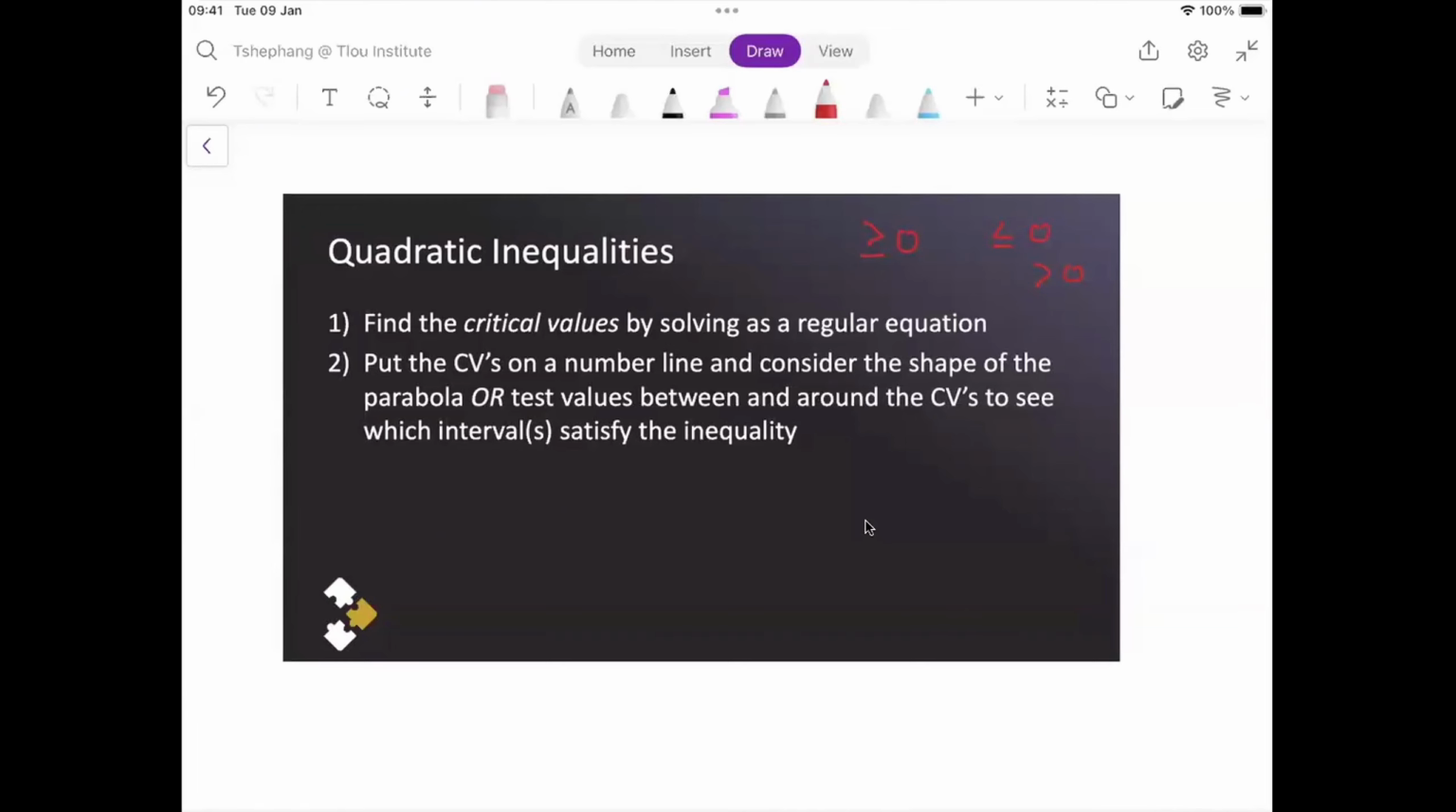My personal favorite is finding or drawing the parabola and then checking whether it's above the x-axis or below the x-axis, because a lot of students get confused with the number line, although we are ultimately doing the same thing at the end of the day. So please take note of this. This is what we're going to do when we start tackling those questions shortly.